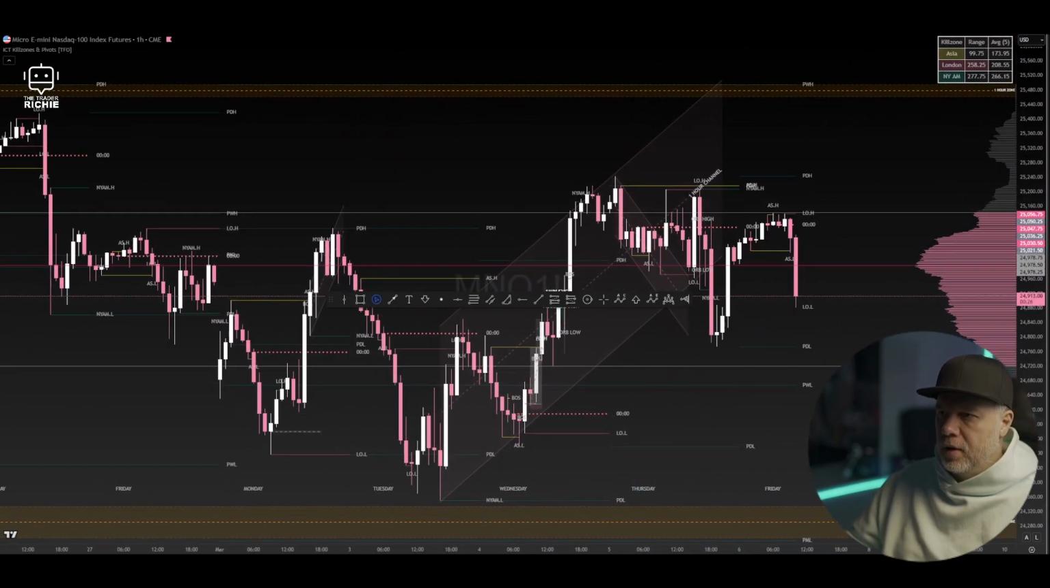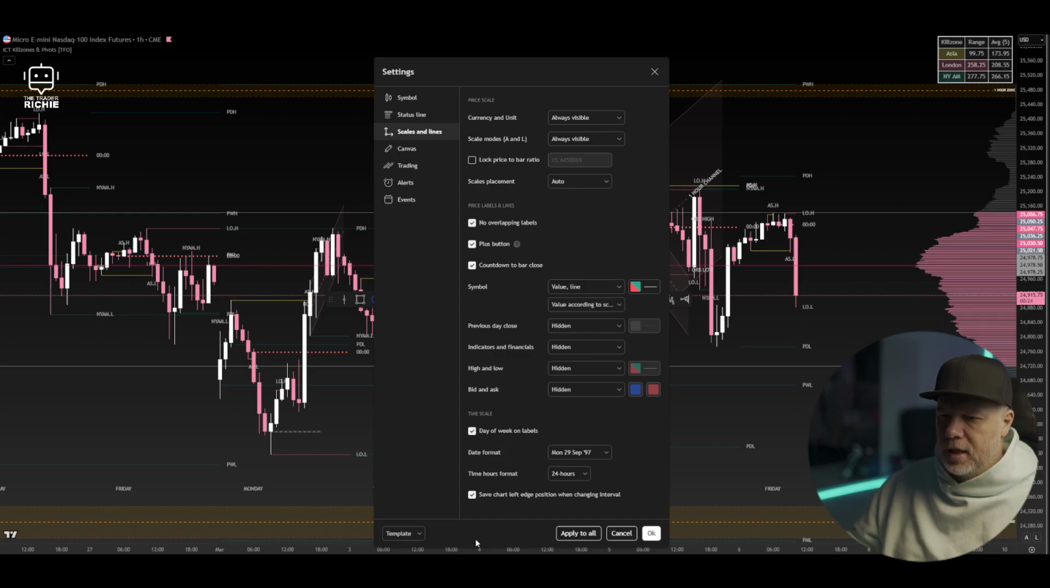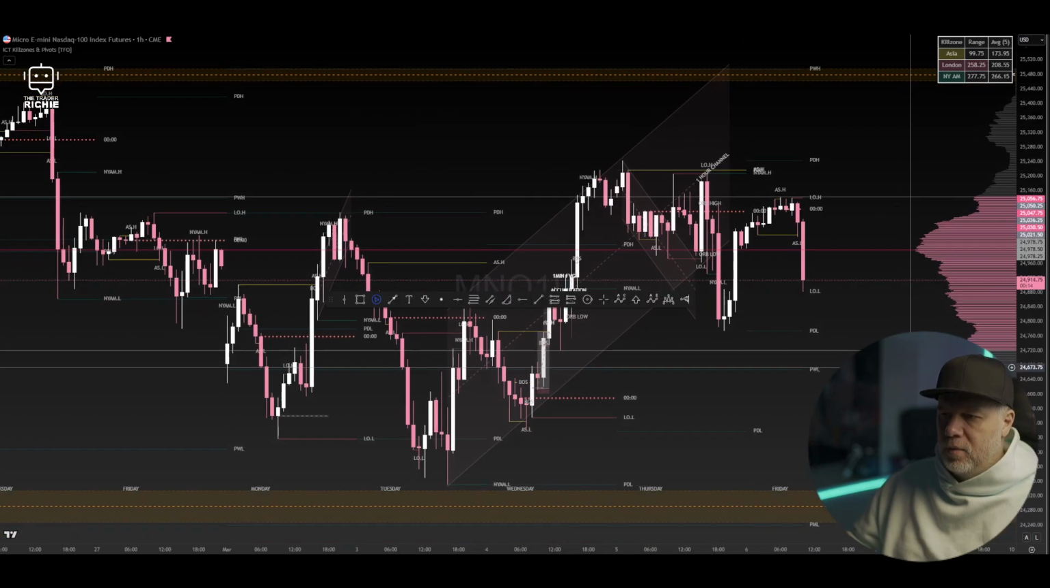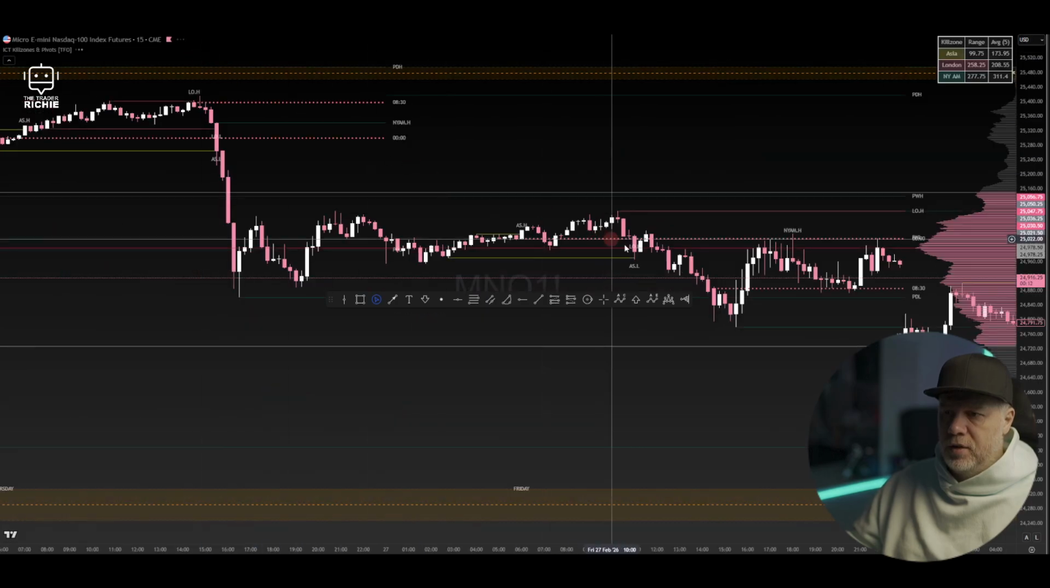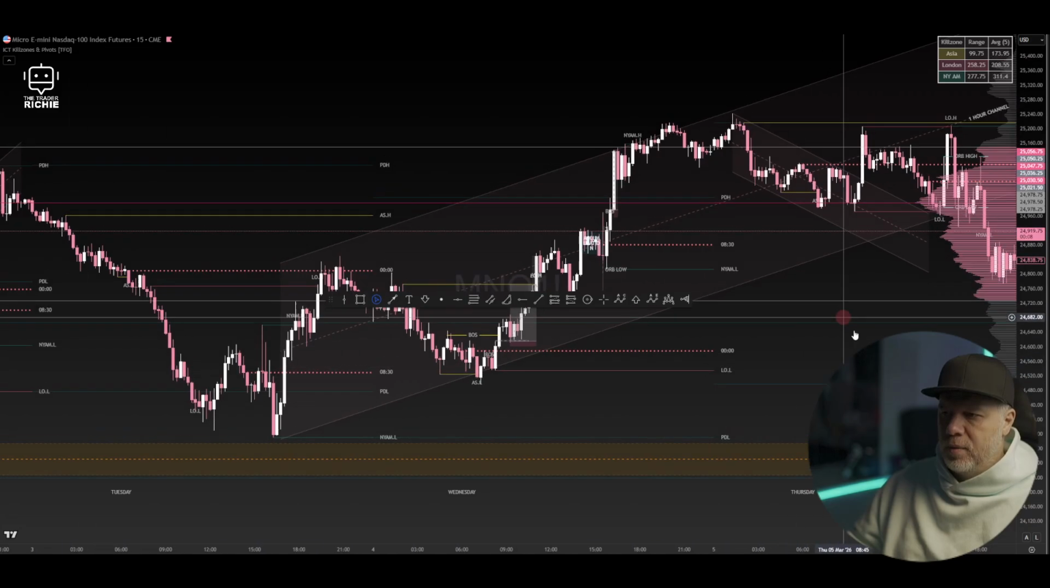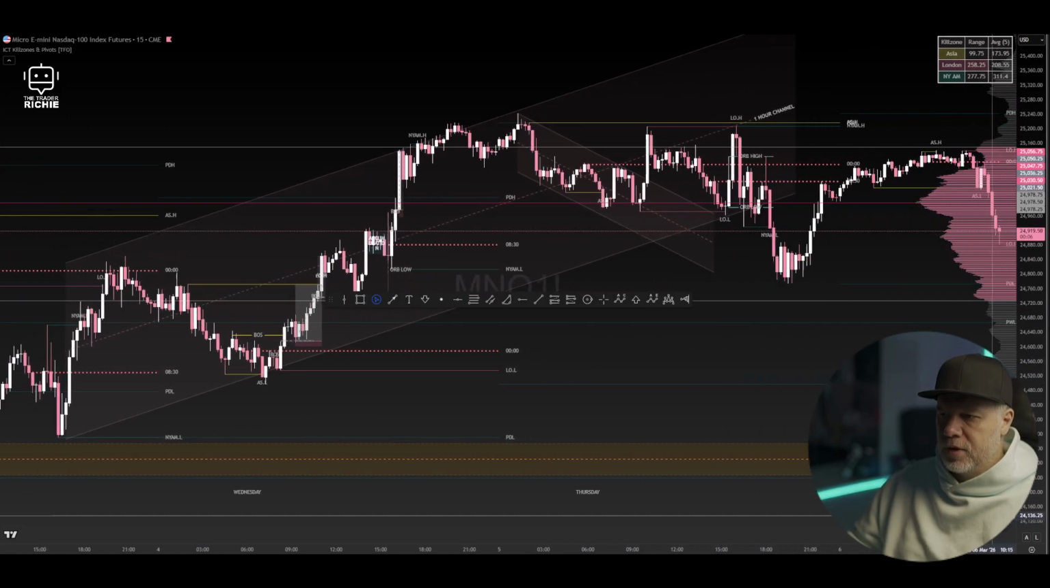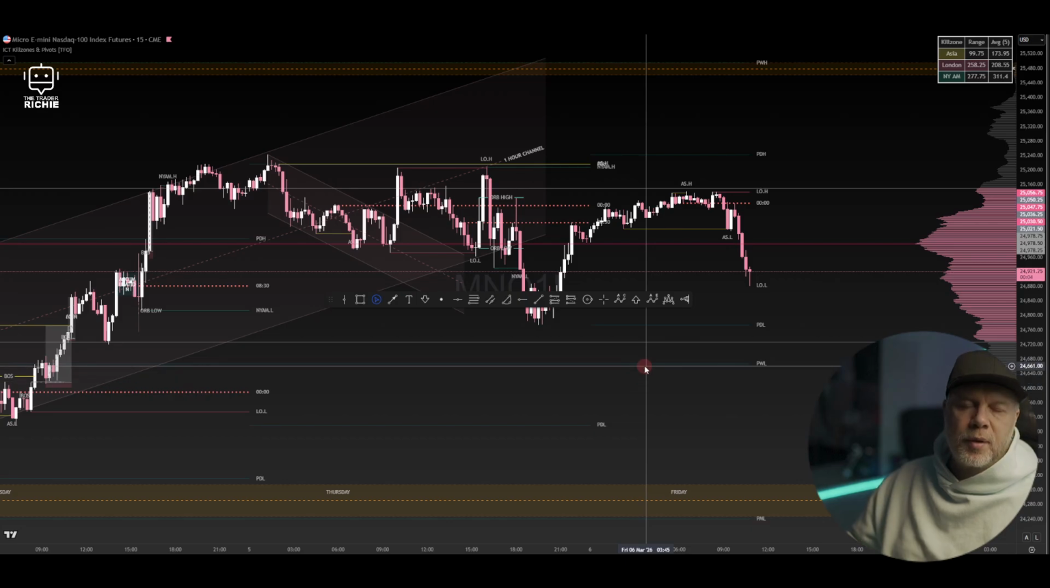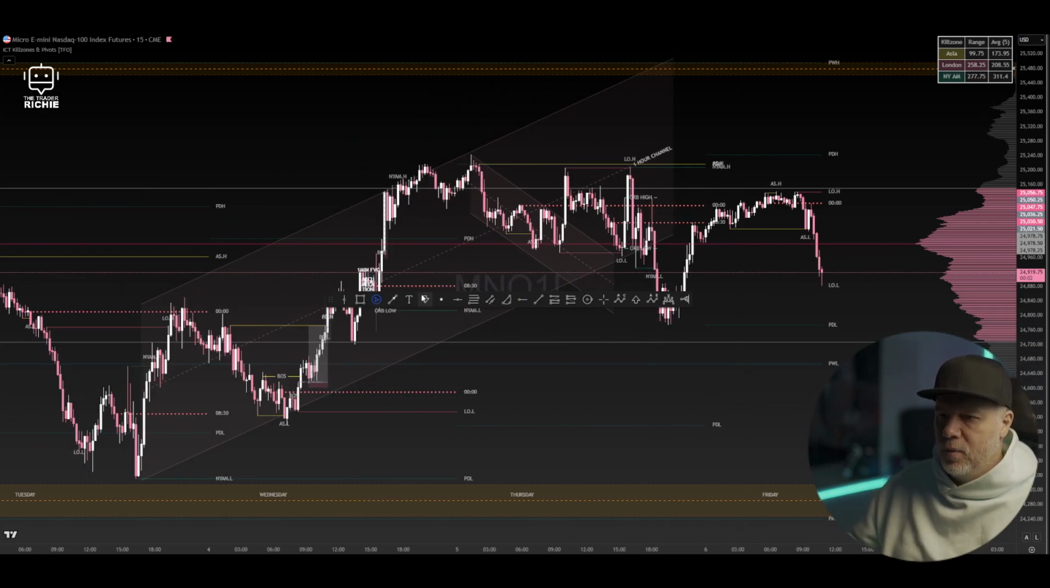All right, so I'm just going to adjust this. This is a setting that you want to do as well. See this here? Save chart left edge position when changing interval. We want that to be selected, right? What it's going to usually do is keep price exactly where you're looking at it, doesn't matter when you change, but it's not working at the moment for some reason. Anyway, that's what it does. It's a good thing to have on when it does work.